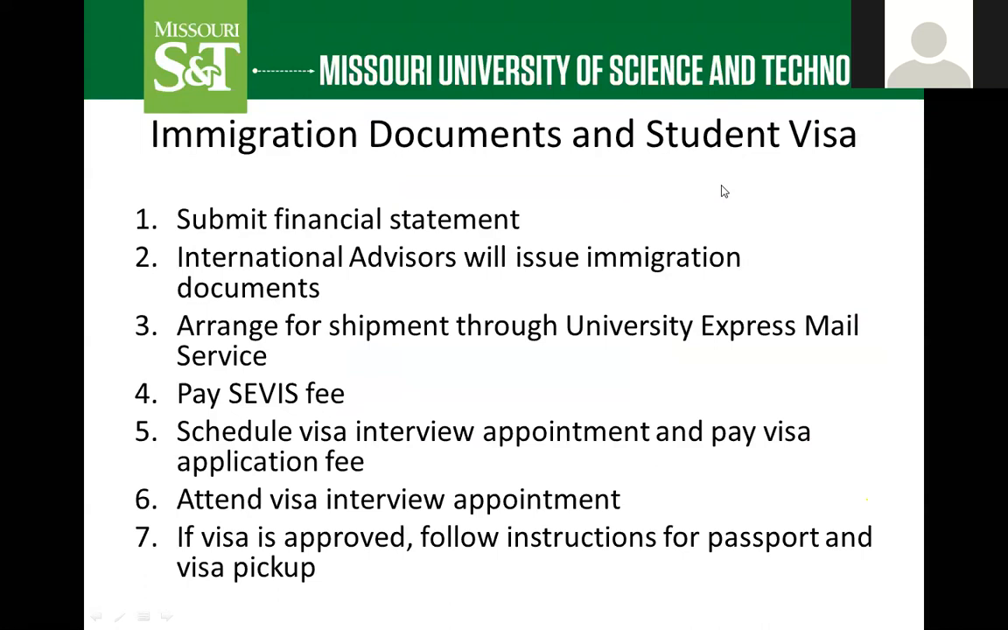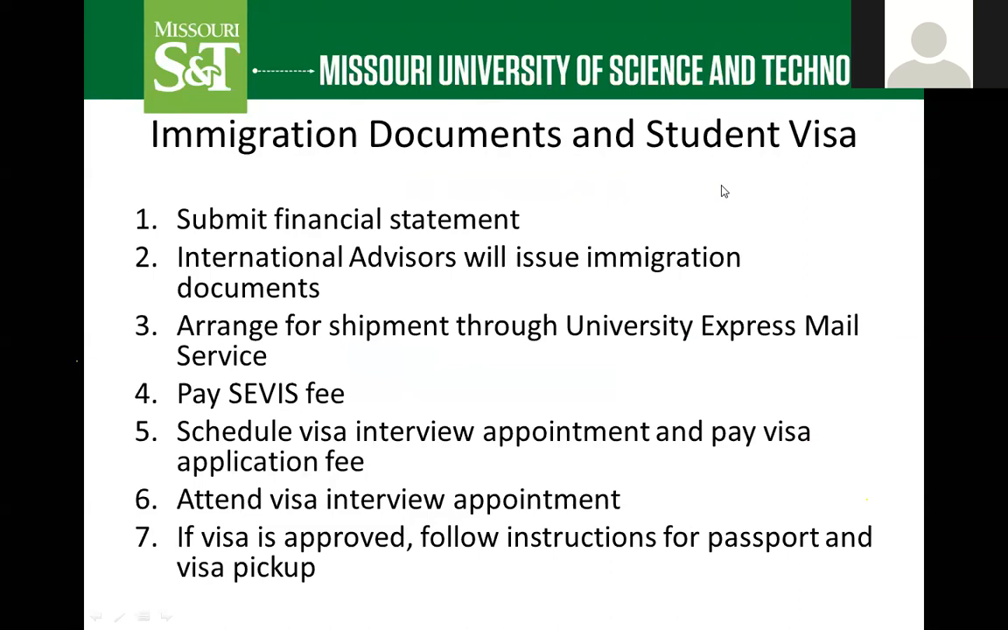So next we're going to move on to immigration documents and student visas. Some of you may have already received your I-20 or DS 2019. Others of you may still be waiting to receive that. If you have not submitted your financial statement, please do that as soon as possible. Please email a copy of your bank statement to Brendan or reach out to him and find out what information is needed. In order for us to issue any sort of immigration documents to you to be a student at our school, you must first submit the financial statement that shows that you can financially support yourself as a student here on campus.